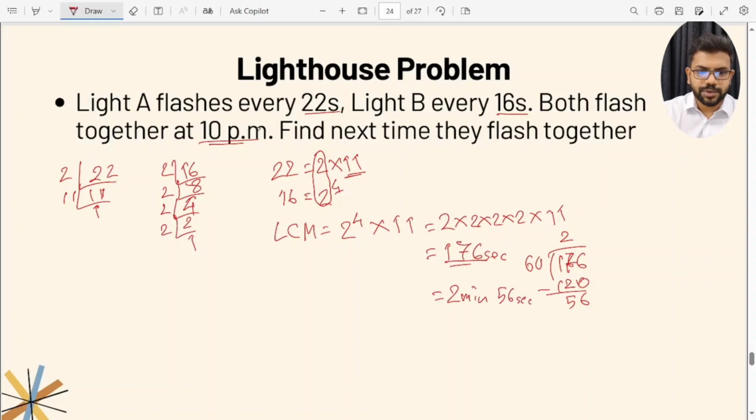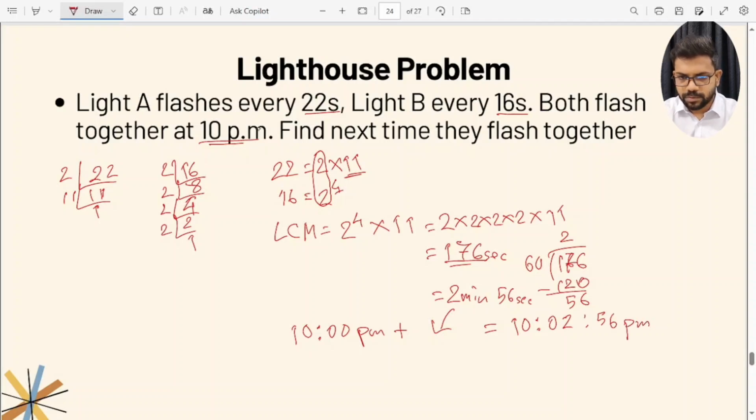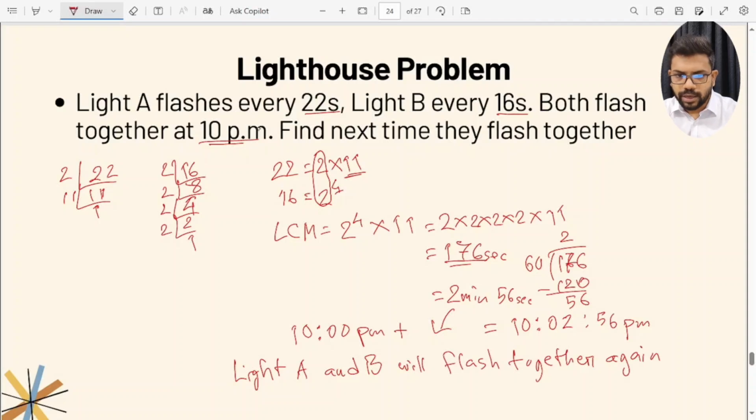Let's just add it to 10 p.m. So it was 10 p.m. plus this should give you 10:02:56 p.m. So 10 o'clock, 2 minutes, 56 seconds p.m. To write the answer, you can write that light A and B will flash together again at 10:02:56 p.m.